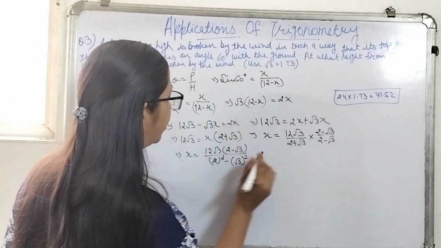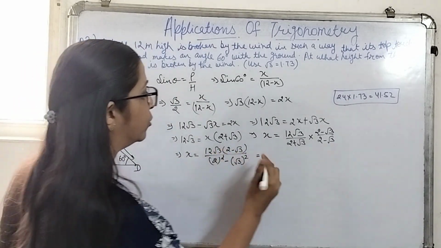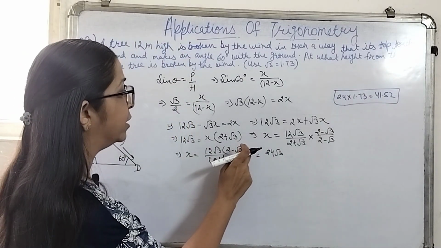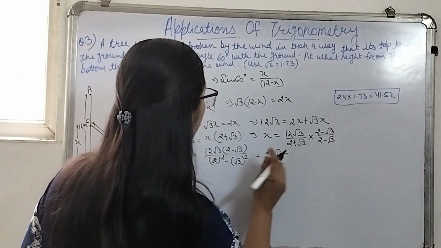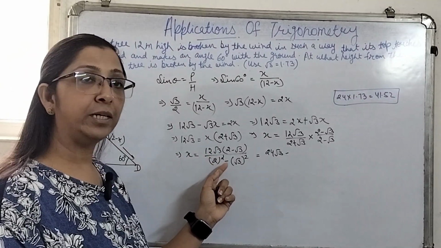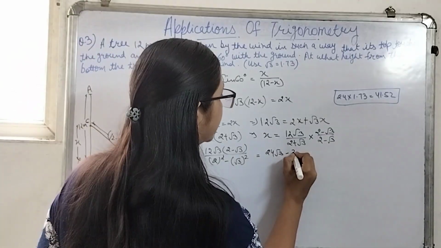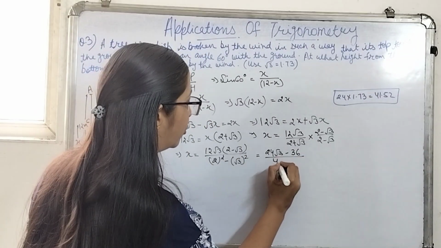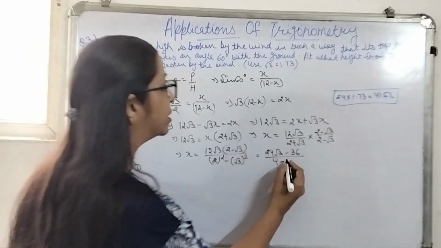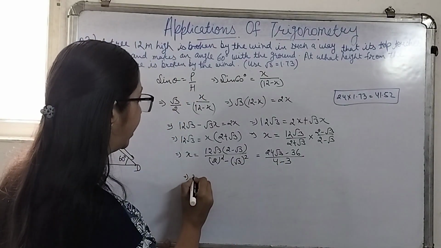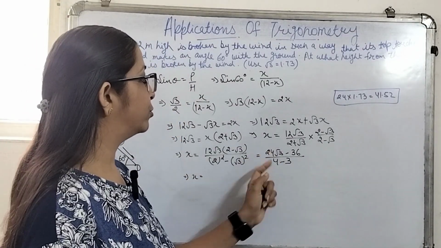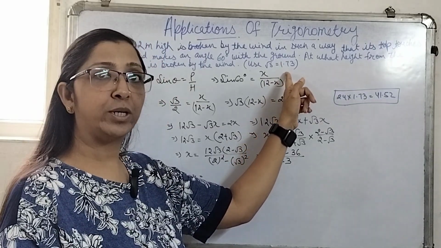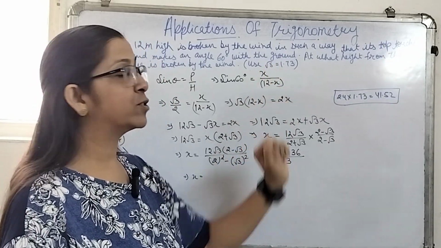So in the numerator, 12 root 3 multiplied by 2 will be 24 root 3. 12 root 3 multiplied by root 3: root 3 multiplied by root 3 will become 3, and 12 multiplied by 3 is 36. Divided by 4, since 2 square will be 4 and square of root 3 will be 3. So value of x will be 24 root 3 minus 36. If we take the value of root 3 as 1.73, it was given in the question that we have to take root 3 as 1.73.